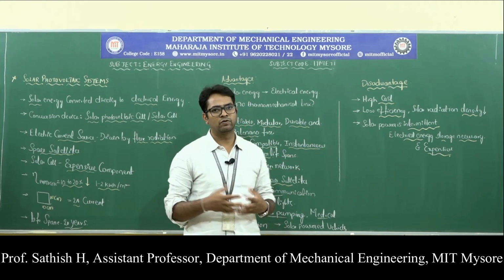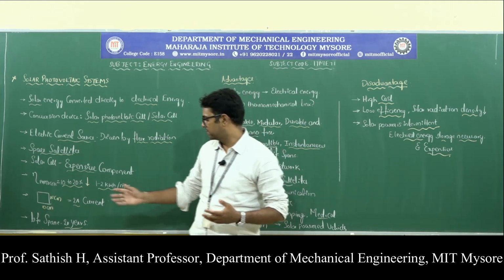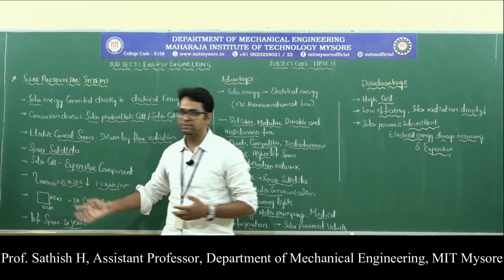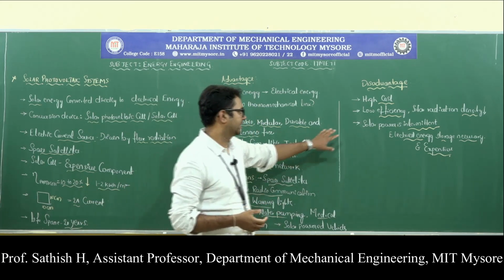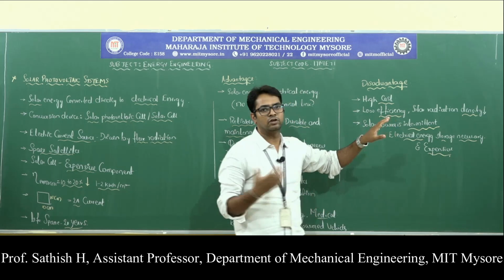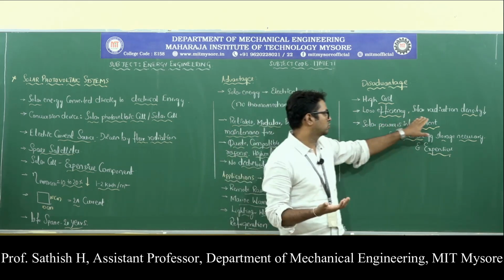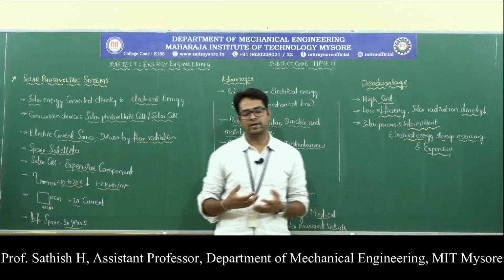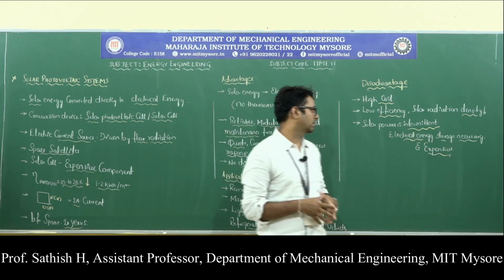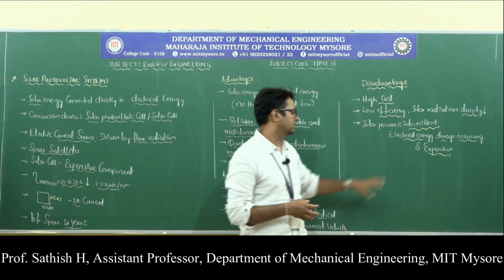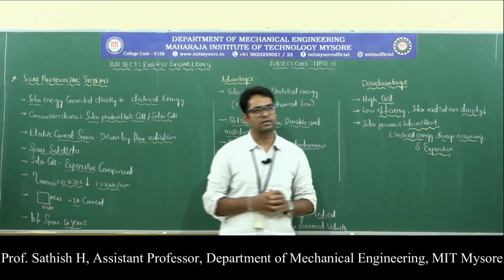And then, as I said before, only 10 to 20% efficiency. So that is one more. The second disadvantage is low efficiency, and solar energy density is also low. And then solar power is intermittent, so electrical energy storage is necessary, and it is also expensive.